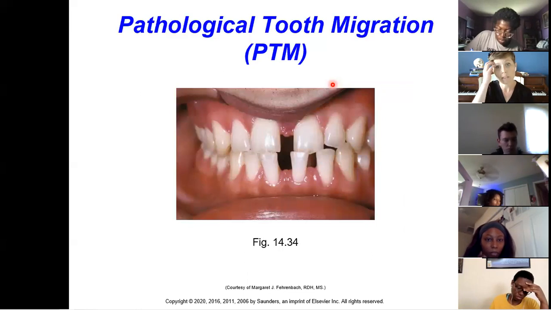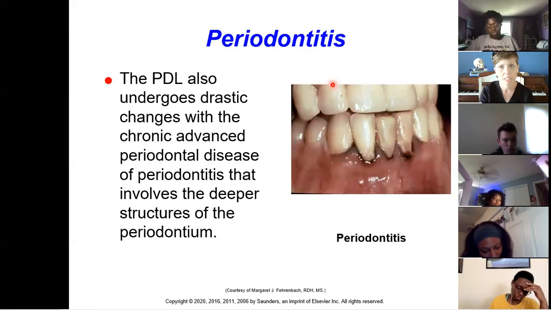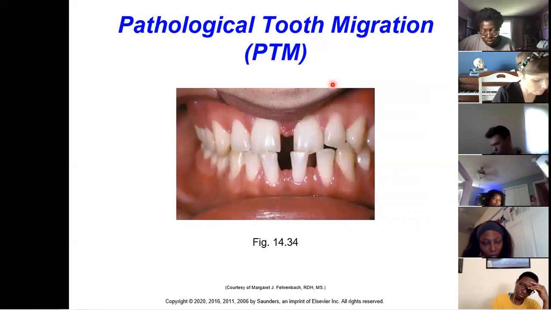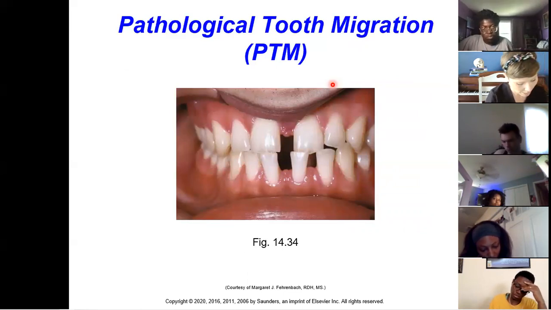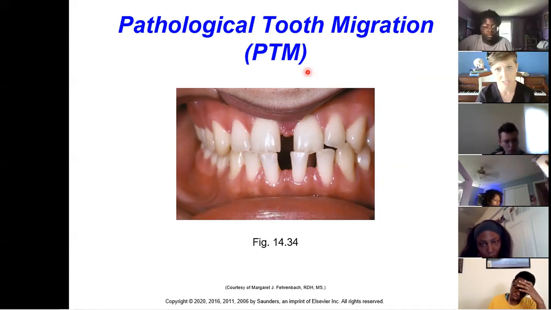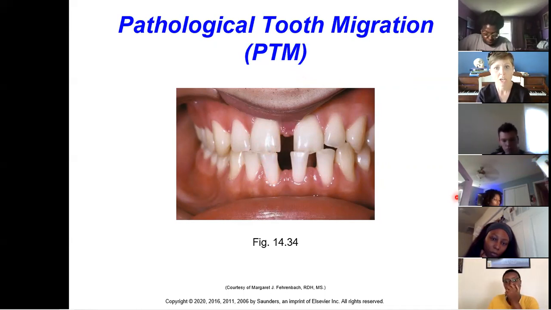All right, so pathologic tooth migration. It's caused by the weakened periodontium in which the occlusal forces are at an abnormal level. You can see these teeth right here, see how they occlude on one another? There's a fracture in this one, the way it wears, and look at that tissue there. It's red because of that constant occlusal trauma. Your tissue's just angry. It doesn't want to be beat up every day.